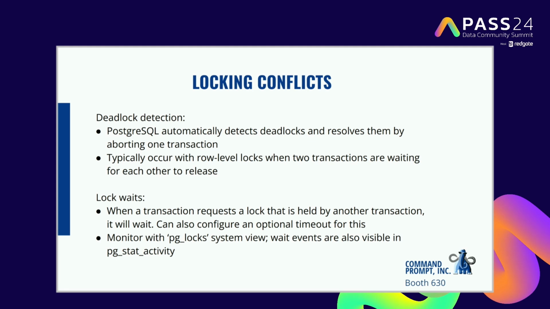All right, and then there are also lock waits. So when a transaction requests a lock that's held by another transaction, it will wait. It's very patient like that. You can also configure an optional timeout for this if it's taking too long and you need to perform other things. There's also a way to monitor these in PG locks as well as PG stat activity. You can query for these and find information on these locks.